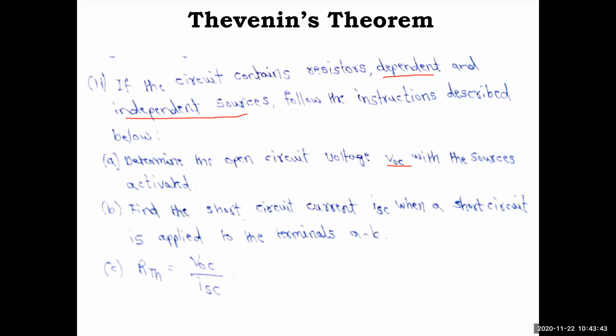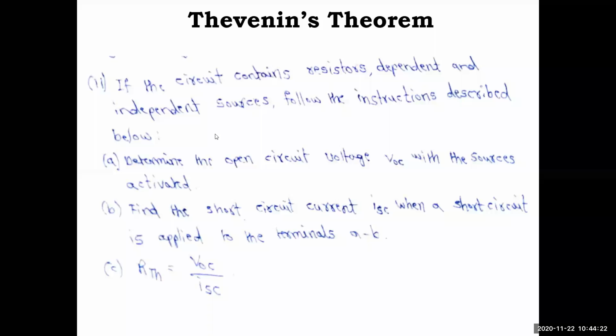Then find the short circuit current ISC when a short circuit is applied to the terminals AB. So to find RTH here, we'll short the terminals AB and we'll write ISC. And then we'll take the ratio VOC by ISC, and that will become your RTH. This VOC is almost equivalent to ETH, whatever you found in the first part. Only ISC you need to find here with the AB terminals shorted. If you take that ratio, you will get RTH. This is the case when there are dependent sources along with independent sources. I will take an example to understand it.